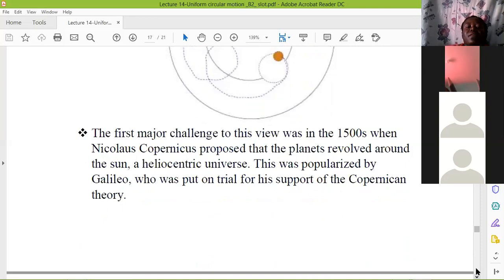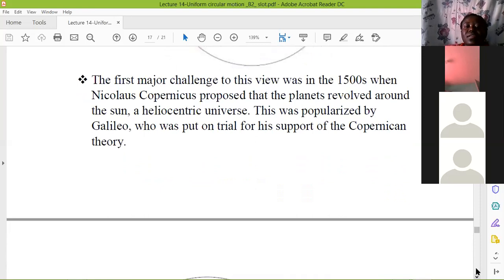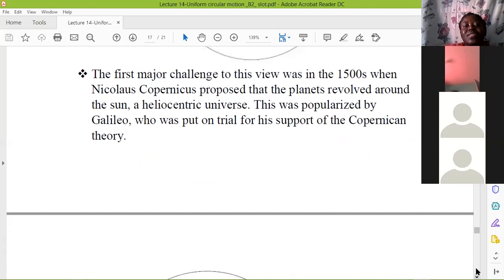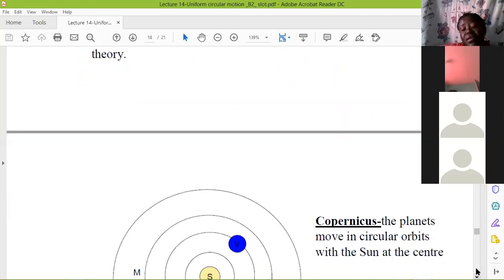Okay, so the first major challenge came when Nicolaus Copernicus proposed that the planets revolve around the sun. Everything, including the Earth, has the sun at the center. That is what he said here. And everything, the planets, moves around with the sun at the center. This was proposed by the scientist Nicolaus Copernicus long ago, in the 1500s. This is what he was saying.